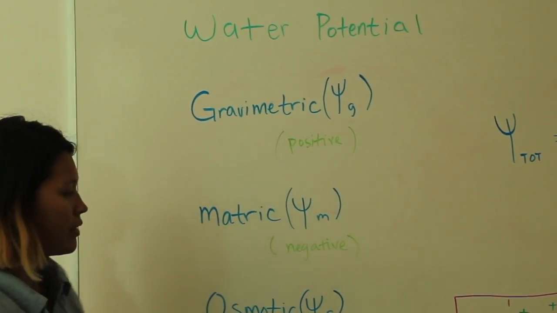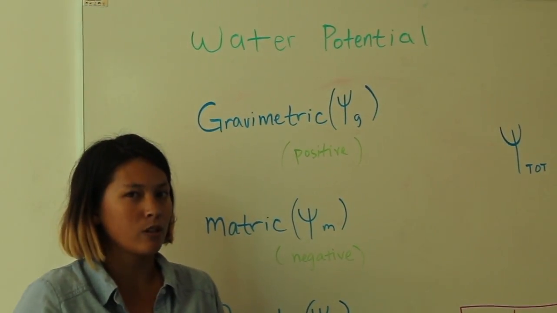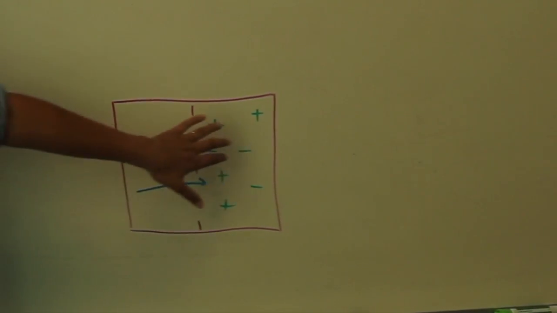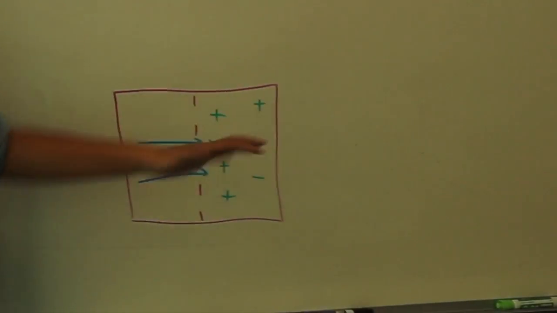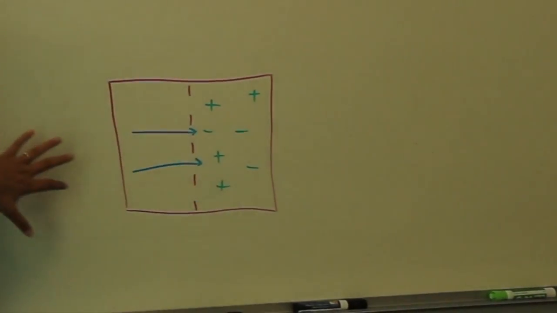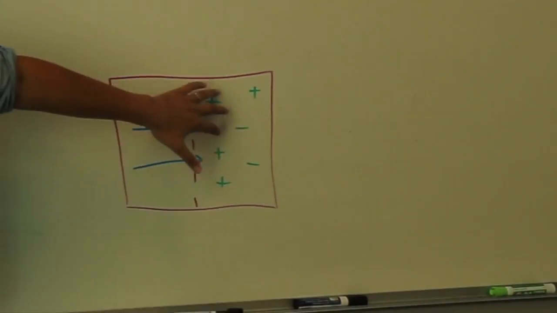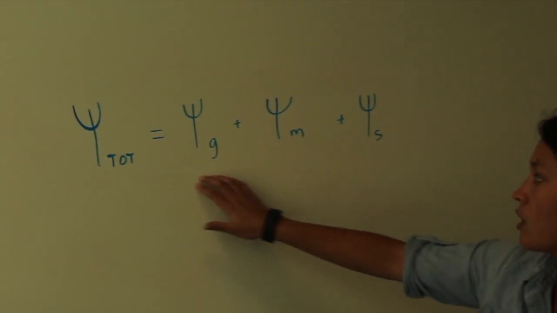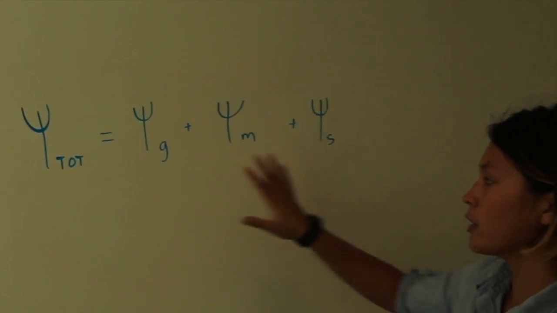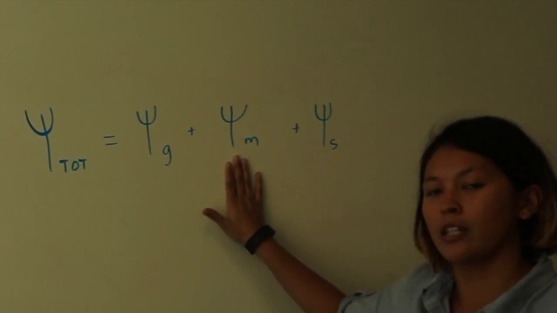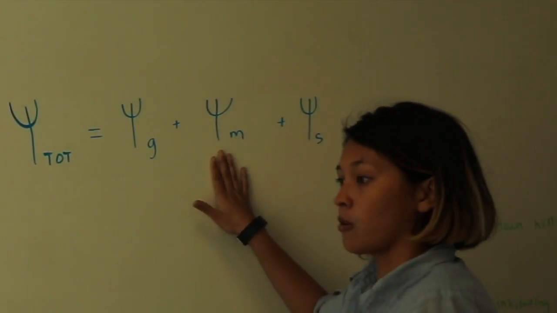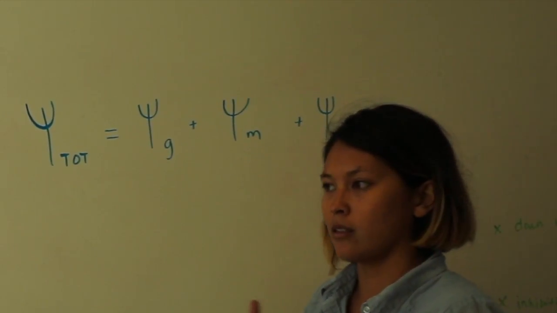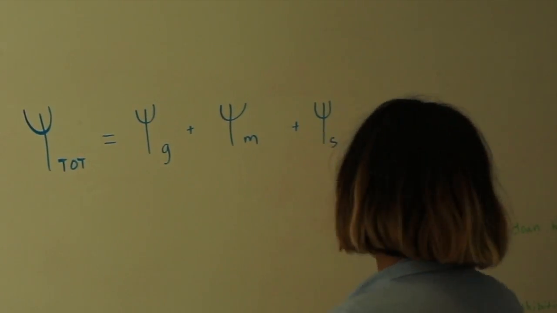Osmotic potential is the difference of solute concentrations. So if you have a system where one side has a higher concentration of solutes than the other side, you'll see a movement of water to the higher concentration of solutes. And then total water potential is the sum of all of these potentials, but you want to keep in mind that matrix potential is always negative or 0. And when matrix potential is 0, that's when you know that the soil is saturated.